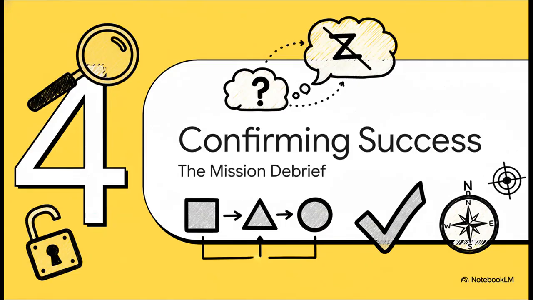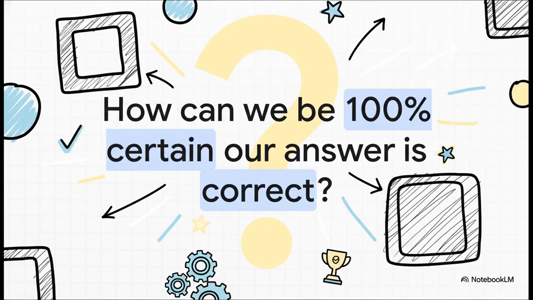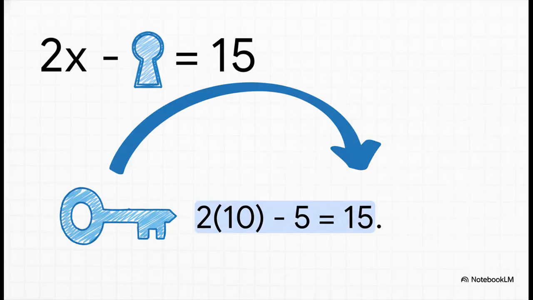But hold on, we're not done yet. Section 4, confirming success. Like any good agent, we have to debrief. We think we have the answer, but in math, we can be 100% certain our intel is correct. It's time to confirm our success. So how can we be absolutely positively sure that x is 10? What's the proof? This next step is honestly one of the most powerful and satisfying parts of solving equations. It's simple. We check our work. We take the solution we found, our value of 10, and we plug it right back into the original mission briefing.